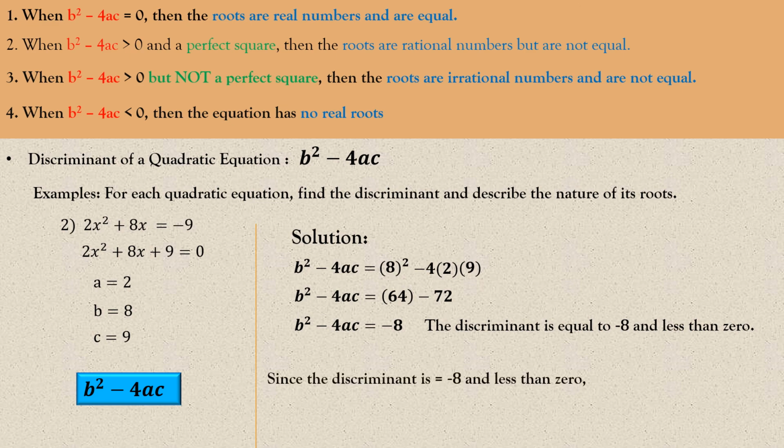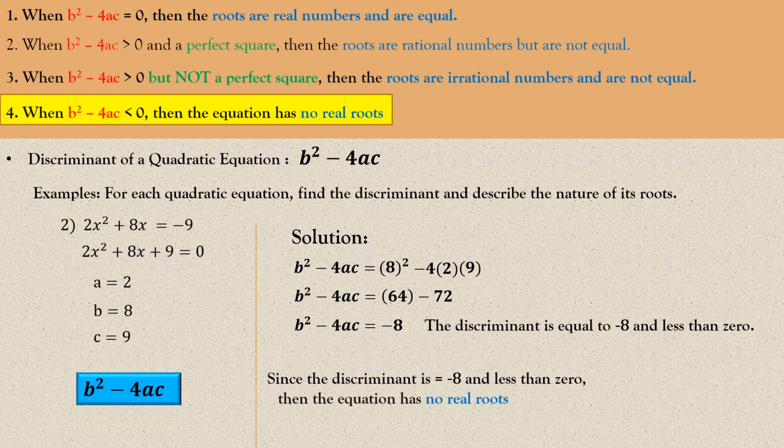So, if less than 0 ang atong discriminant, unsa ang ingon sa condition? When b squared minus 4ac or the discriminant is less than 0, then the equation has no real roots. So, meaning this equation has no real roots. Okay? So ingana lang mag-solve, class.